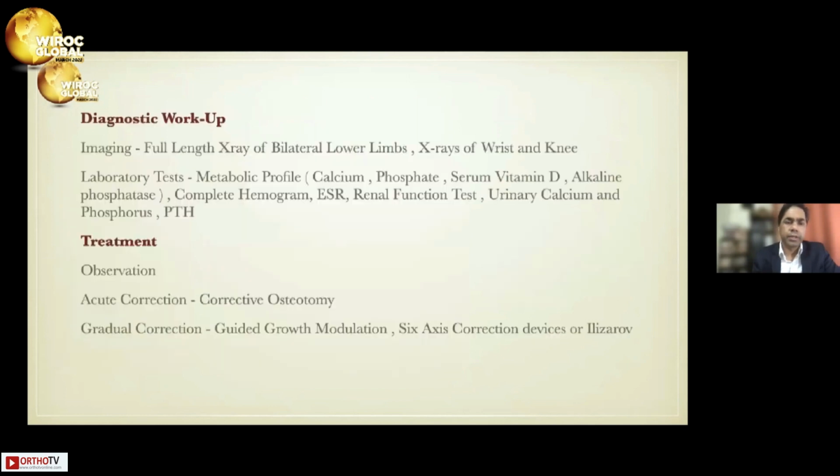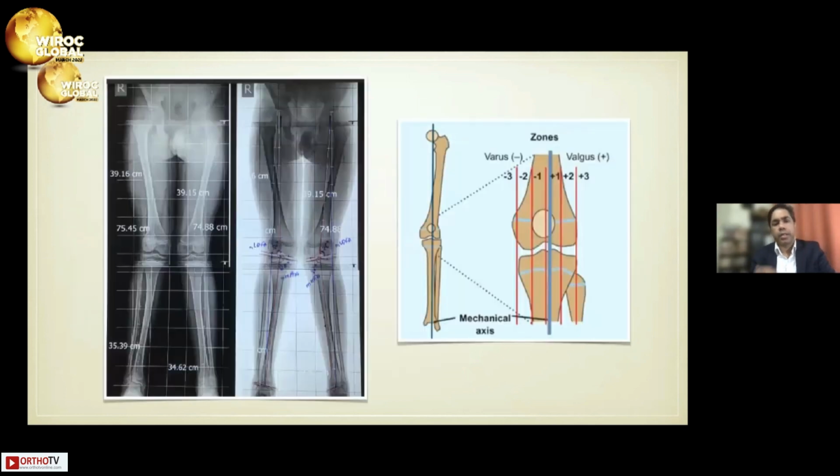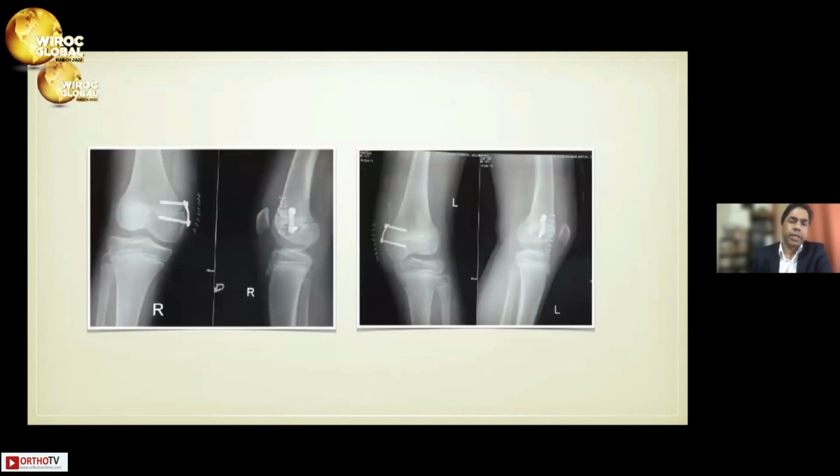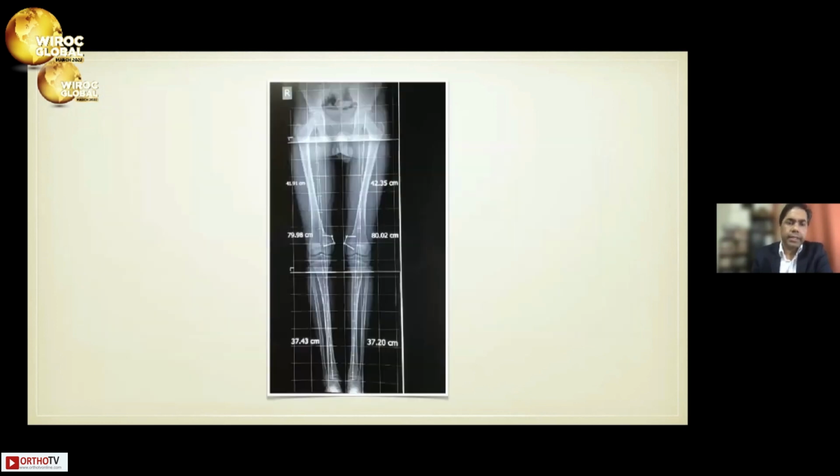So I have chosen the guided growth. I did the imaging part, and this was after full correction was achieved. I chose the guided growth because the child had an immature skeleton. He had the potential to correct himself if we guide the growth. Now, these are the final follow-up pictures of that child.